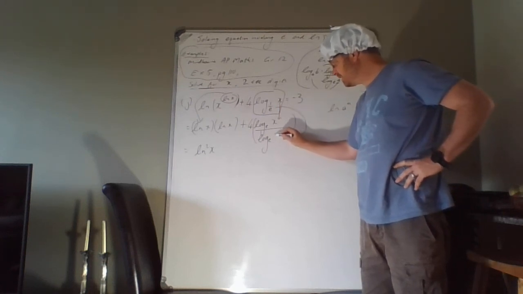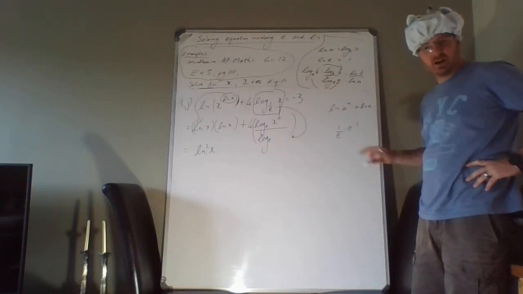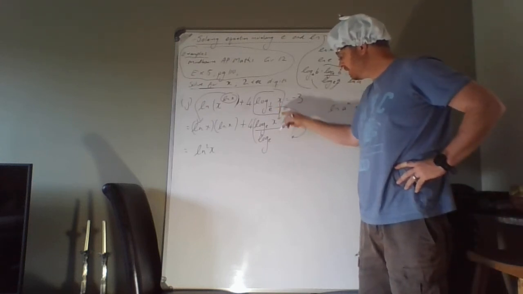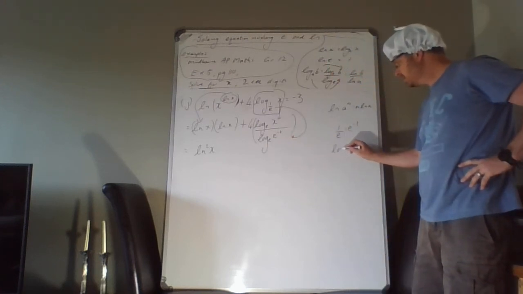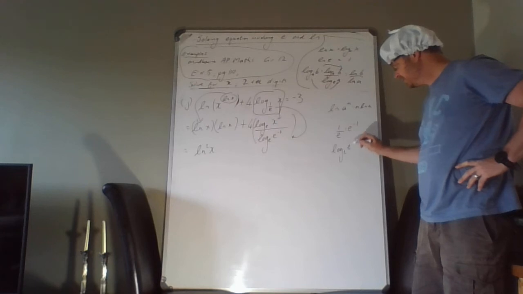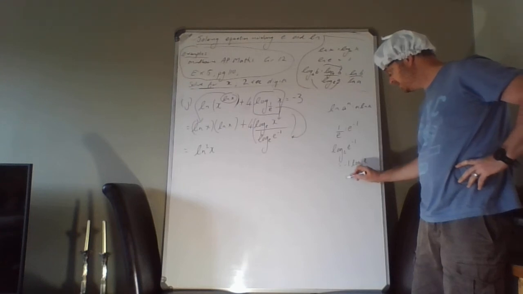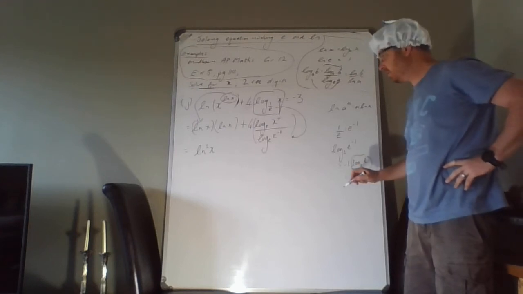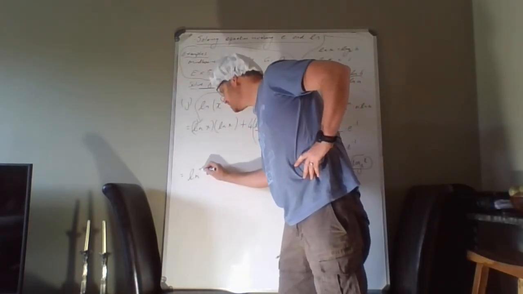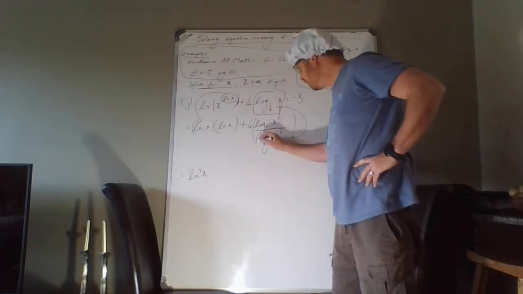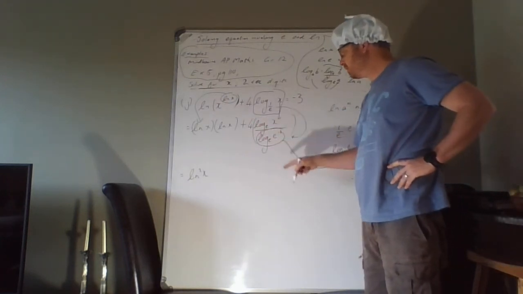And 1 over e is the same thing as e to the negative 1. So that's log base e of 1 over e, which is the same as log base e of e to the negative 1. Then that is negative 1 times log base e of e, or negative 1 ln e, and that's just 1, so it's just negative 1. So I end up with ln squared x, and that whole thing is just negative 1. So 4 divided by negative 1 is negative 4.